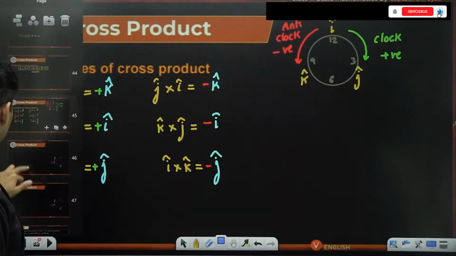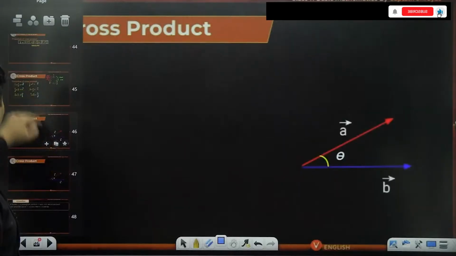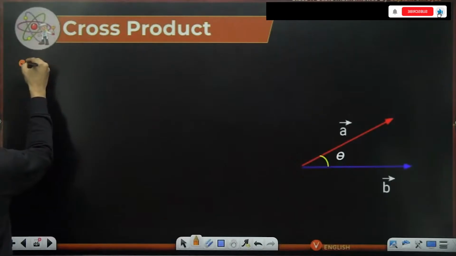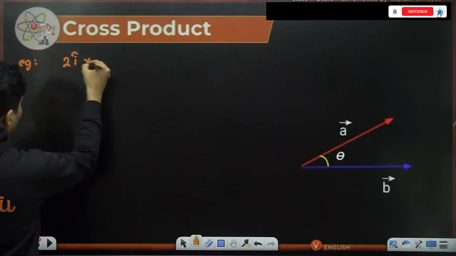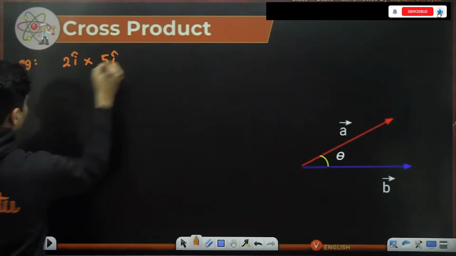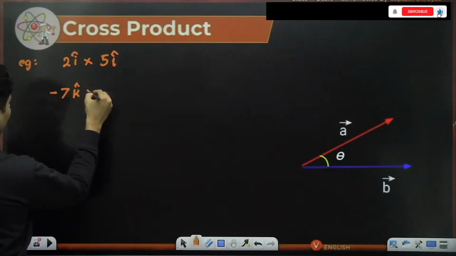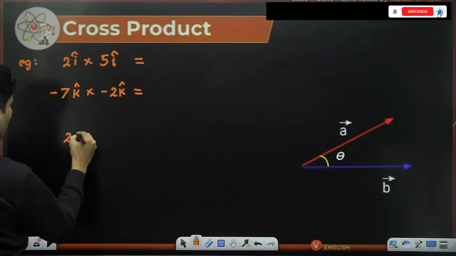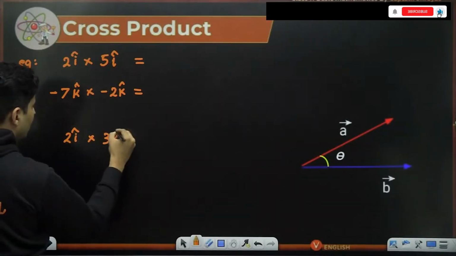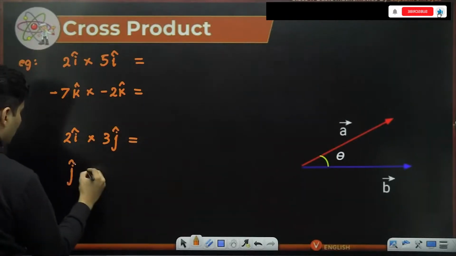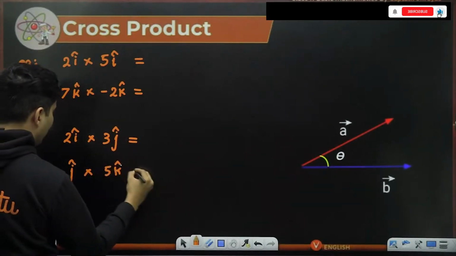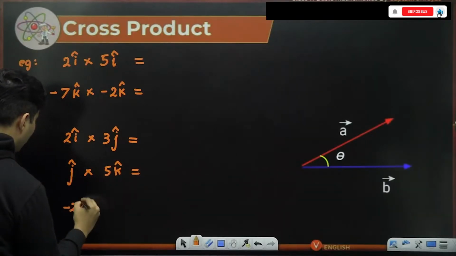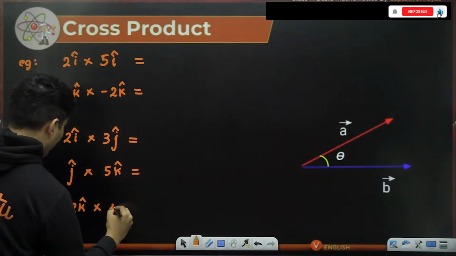So let's do some questions for cross product. Say for example, these are your examples. Come on. Do 2i cap cross 5i cap minus 7k cap cross minus 2k cap. How much will this be? Then 2i cap cross 3j cap. J cap cross 5k cap. Minus, or let's say minus 2k cap cross 4i cap.